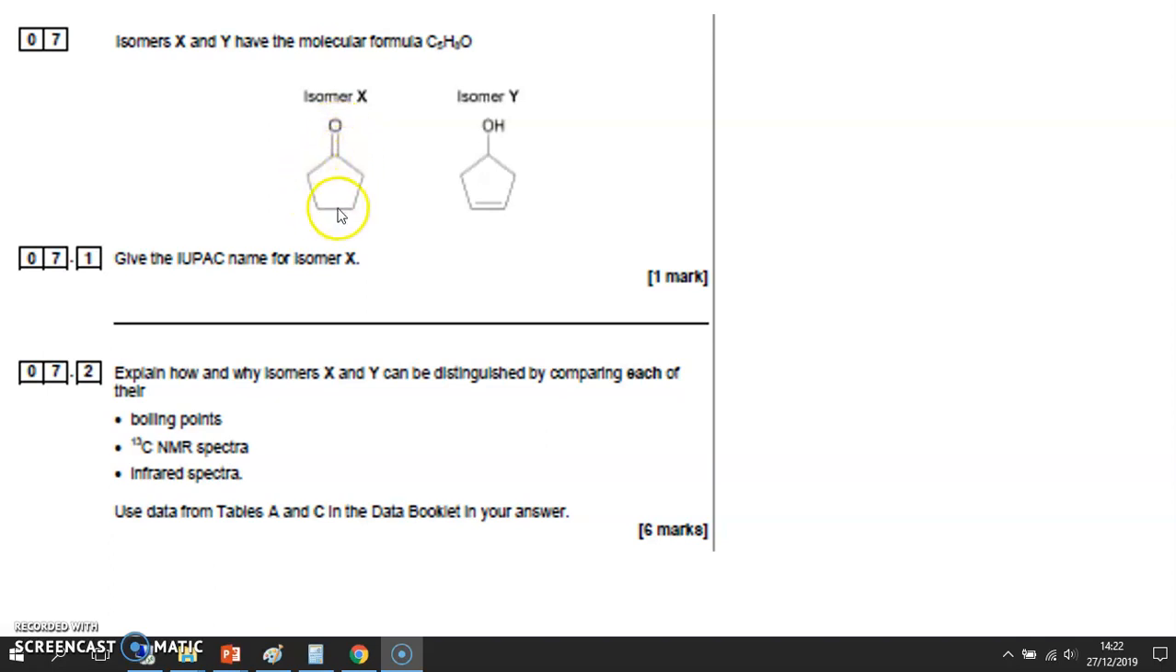So cyclopentanone, but I need to drop the E so I don't have an E and an O of the one together. Cyclopentanone.